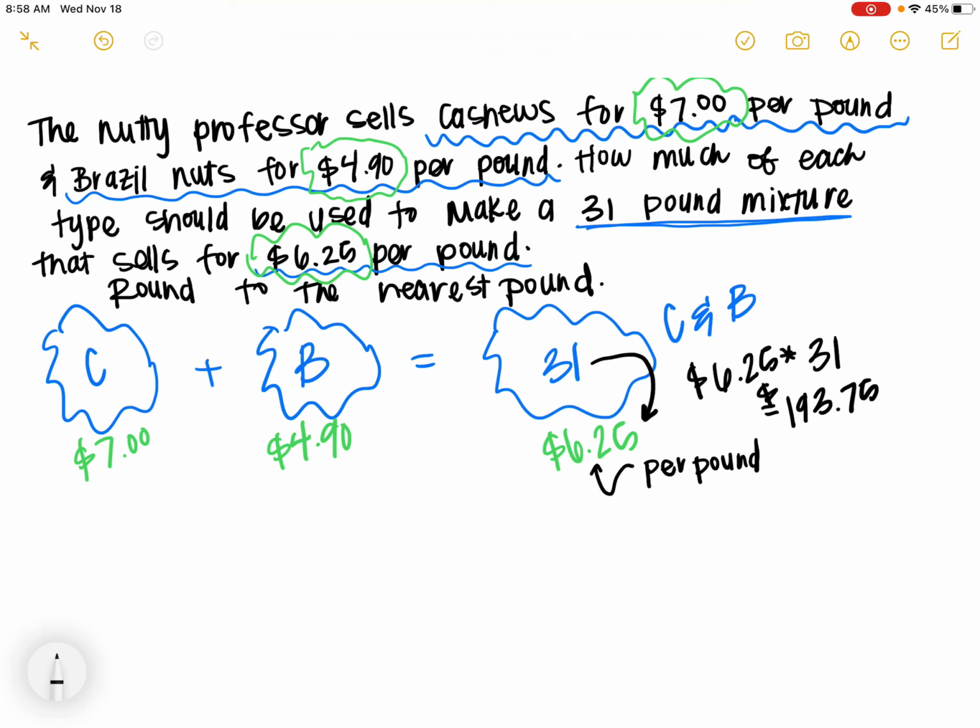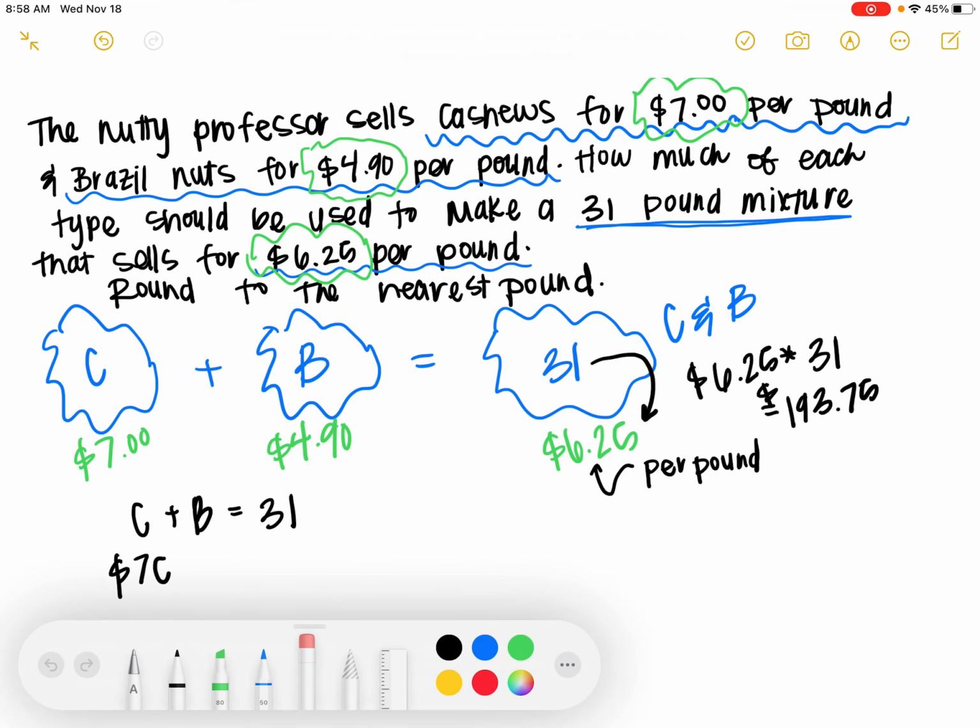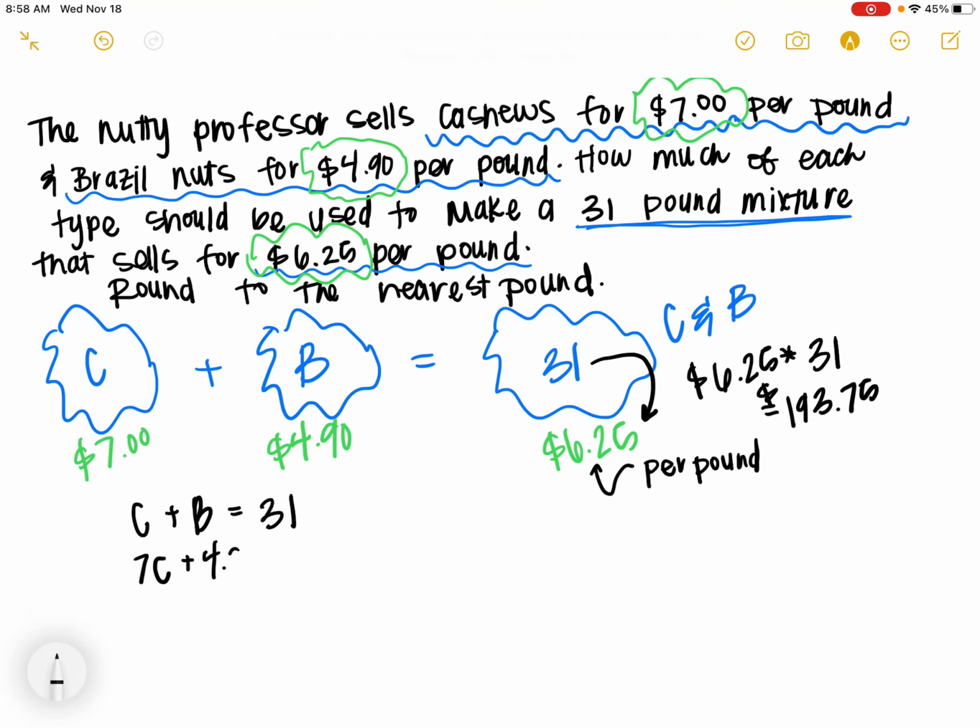So we can set up our equations here. We have C plus B equals 31. So that's saying cashews plus Brazil nuts equals 31 pounds. Then we have $7 per cashew nut. I'm not going to put the dollar sign if you guys are okay with that. So 7C plus 4.90 per Brazil nut, B, and that equals $193.75. This was where I made the mistake in first period.